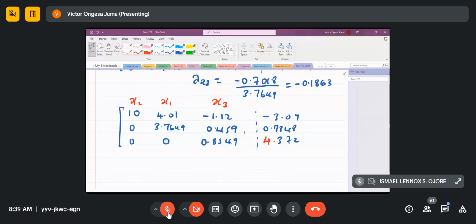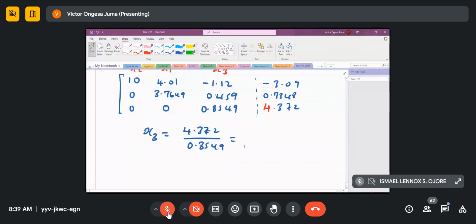I will ask you to submit. So you keep making the program. If we come up with something else, you keep developing that program, and then we will correct at some point. So if we are here now, we can now solve by back substitution by saying that now x3 is the same as 4.372 divided by 0.8549. So you can give us those values. That gives us x3. 5.11.